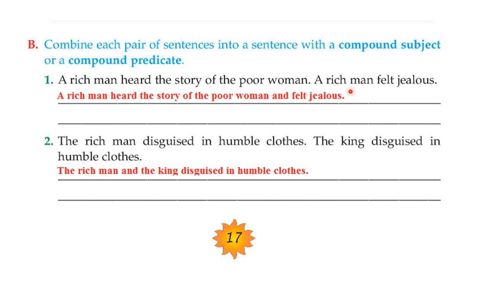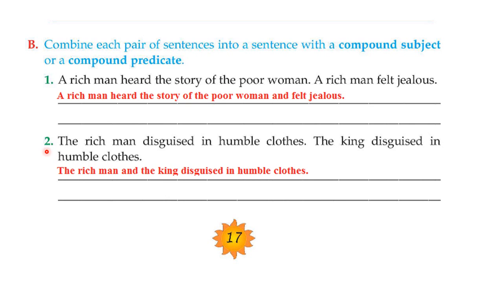So we write it once with the two different predicates, heard the story of the poor woman and felt jealous. The same subject is doing two things. First, he heard the story of the poor woman, and then he felt jealous. So we combine them using a compound predicate because we have the same subject. It becomes, a rich man heard the story of the poor woman and felt jealous.